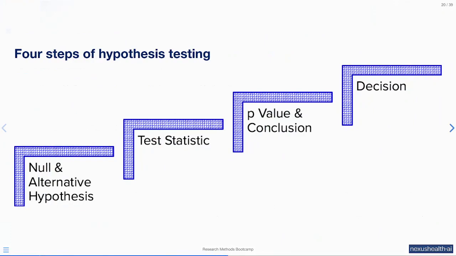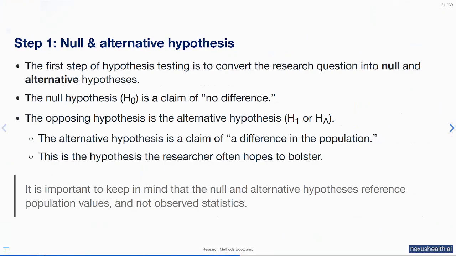And here are the 4 steps of hypothesis testing. So when we come to testing hypotheses, this is essentially what we are doing. We have the first step where we determine the null and alternative hypothesis. Then we apply our test statistic and we select our p-value and come to a conclusion. And then the 4th step is we make our decision whether to reject the null hypothesis or not to reject the null hypothesis. So step 1, null and alternative hypothesis.